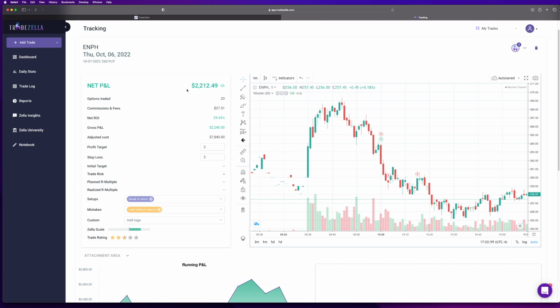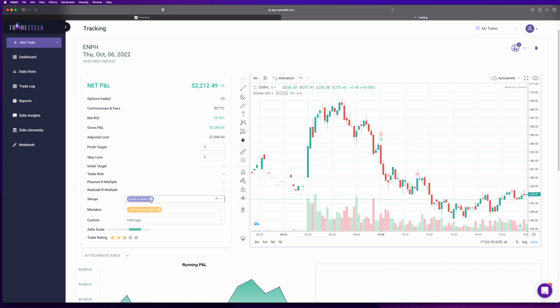You can see I made about $2,200 on this trade. I made a little bit more on another trade, so overall on ENPH today, about $2,400-$2,500. This was the main trade. You can see I had 20 contracts. Commissions were $27, about a 30% return on investment. My gross P&L was $2,240.